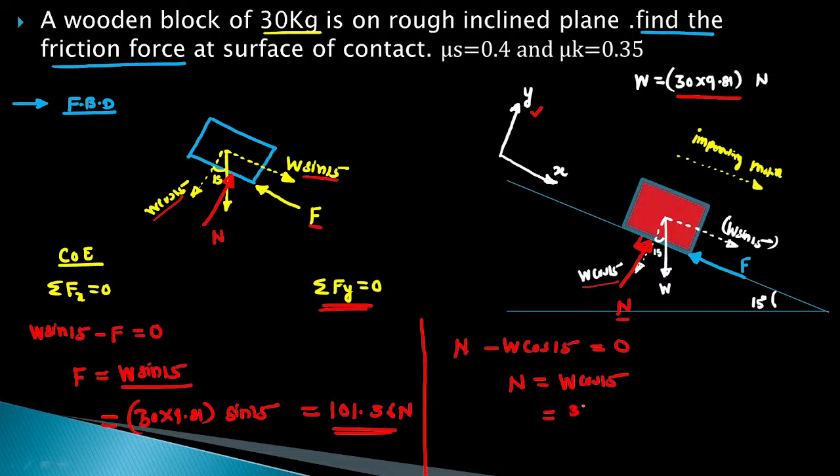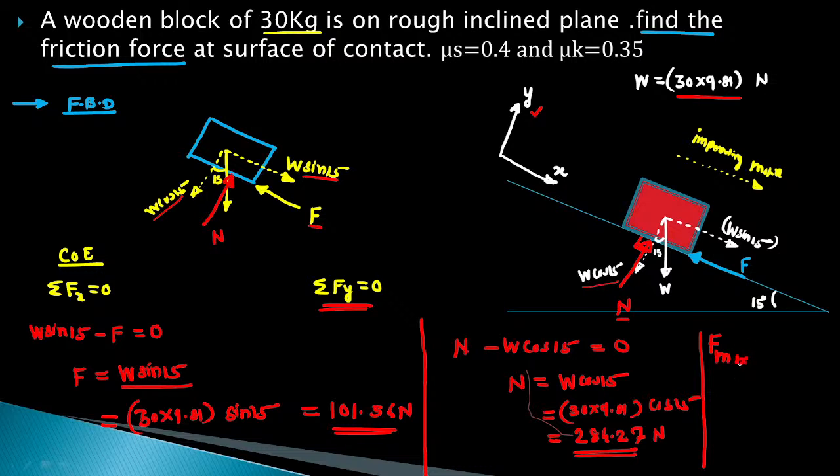So with W value 30 into 9.81, into cos 15, this is equal to 284.27 Newton. This is the normal reaction offered by this surface to the block. Now from this normal reaction we can find out the maximum frictional force offered by this inclined surface.